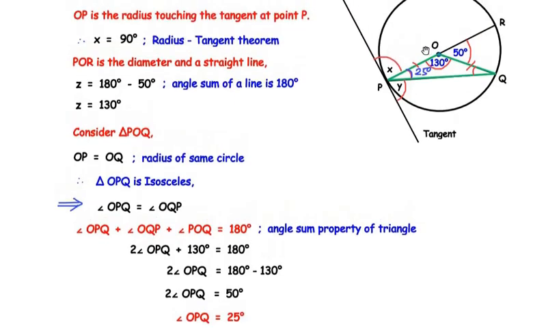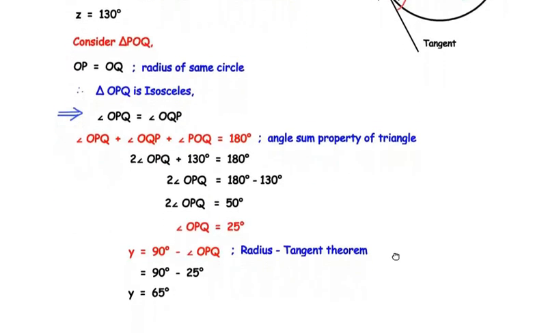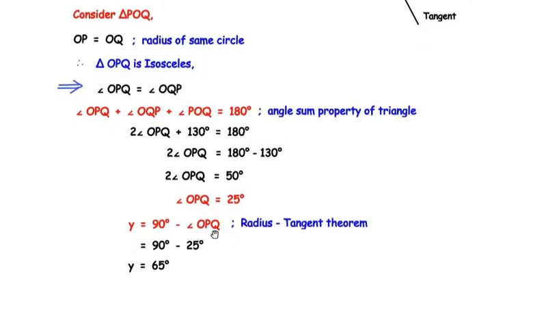Since we know that OP is the radius, the angle at point P is going to be a 90 degree angle, that is by the radius tangent theorem. So to find angle Y, we are going to subtract this 25 degrees from 90 degrees. So let us write here Y is equal to 90 degrees minus angle OPQ, that is 90 minus 25 degrees, which is going to give us the value of Y as 65 degrees. So this is our answer.